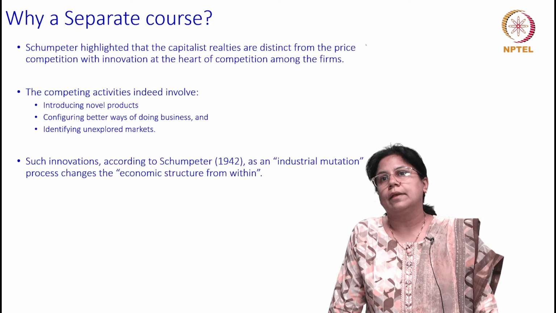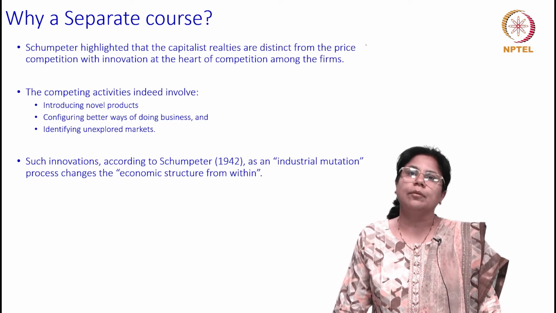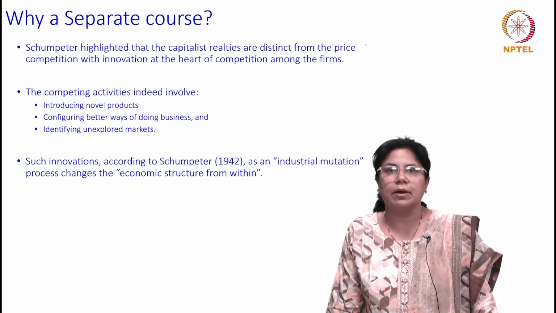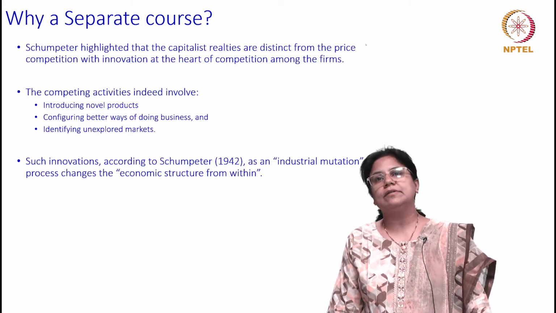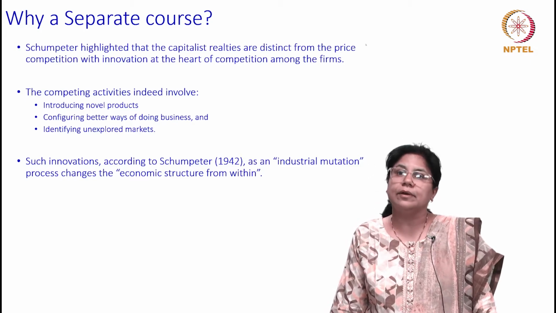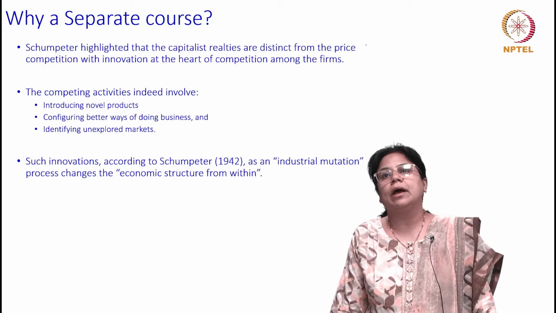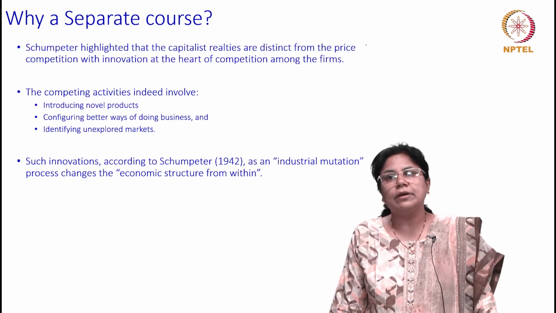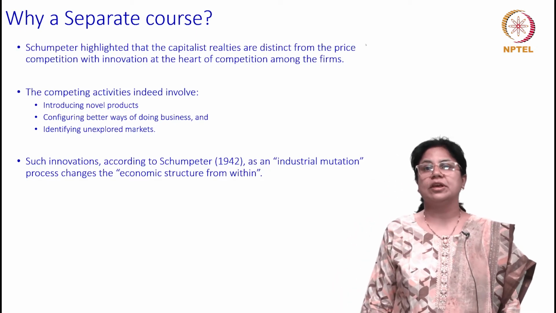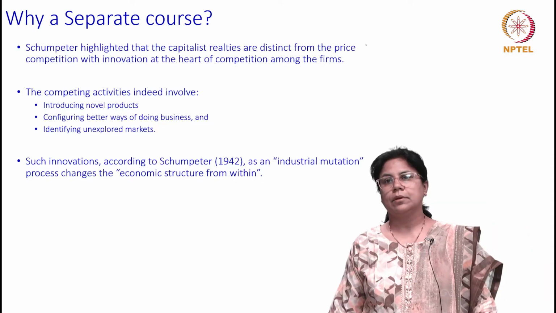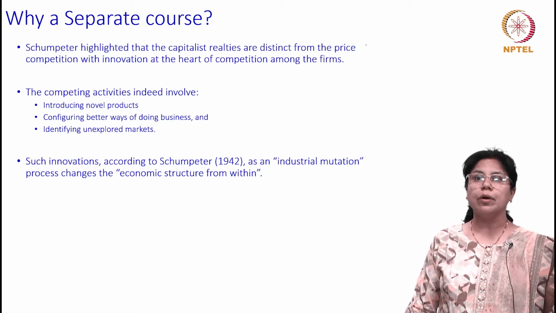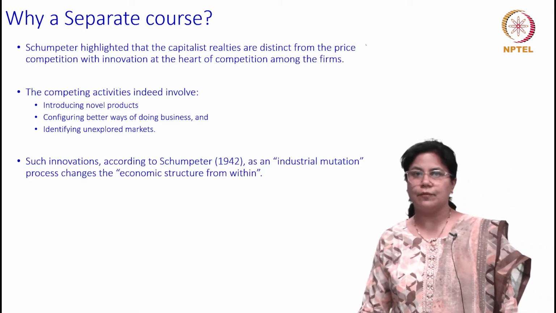Schumpeter has highlighted that capitalist realities are very different from price competition, and in fact, innovation is at the heart of the competition among firms. The competing activities that take place can include introducing novel products, configuring better ways of doing business, and identifying unexplored markets that effectively lead to an industrial mutation, a process which leads to a change of economic structures from within. So what starts as an entrepreneurial activity leads to a major overhaul in the way an economy functions.